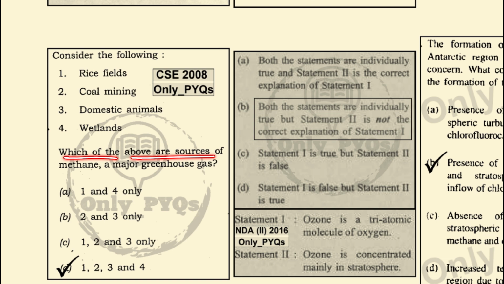Which of the above are the sources of methane, a major greenhouse gas? Rice fields, coal mining, domestic animals, wetlands. It is all of these which are the major sources of the greenhouse gas.